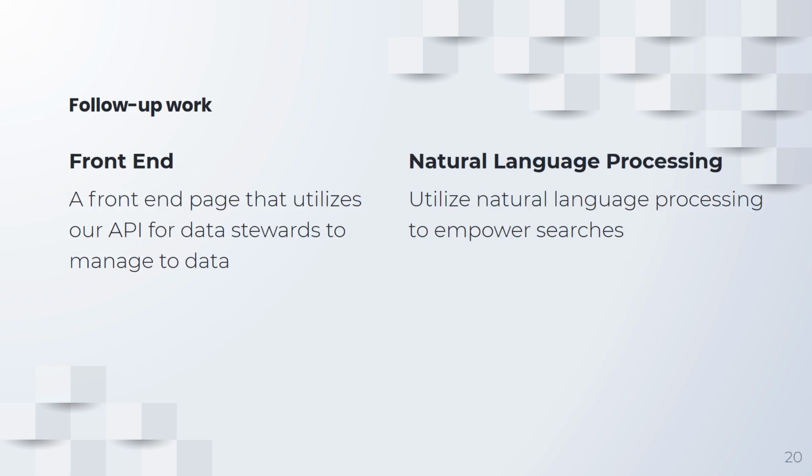And lastly, follow-up work. These are features that if we had enough time, we would have liked to implement. So we want to implement a front end that uses the API to assist data stewards to manage data. We also would have liked to utilize natural language processing to empower searches. That means we would use the client's input to see if there is anything similar to it within the database instead of using substring comparison or finding an exact match.